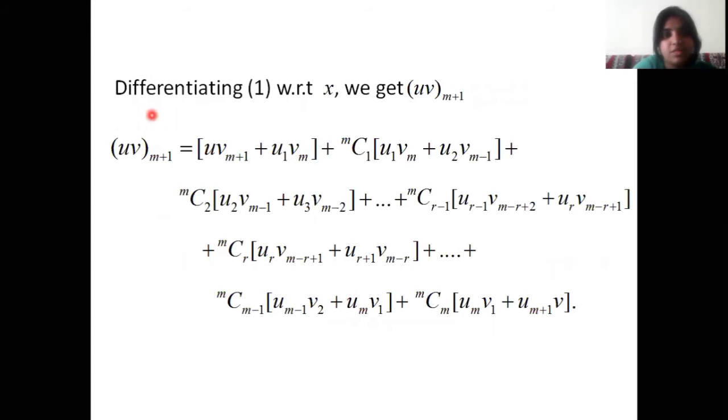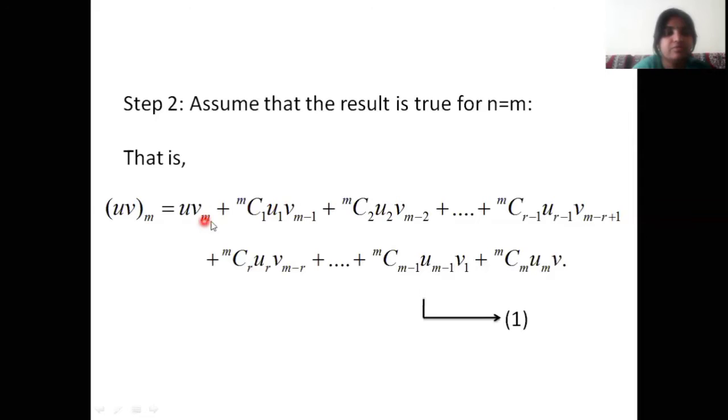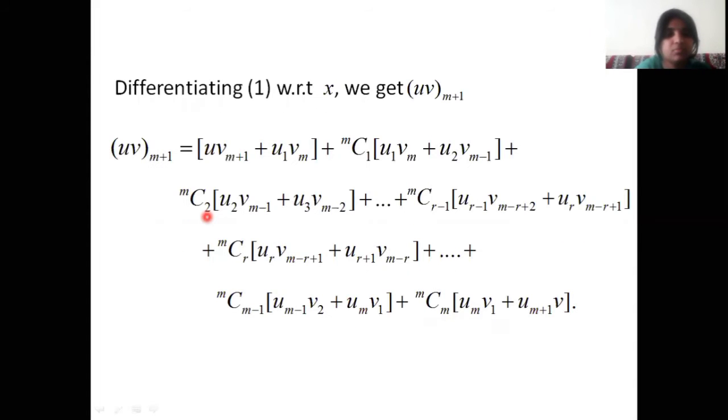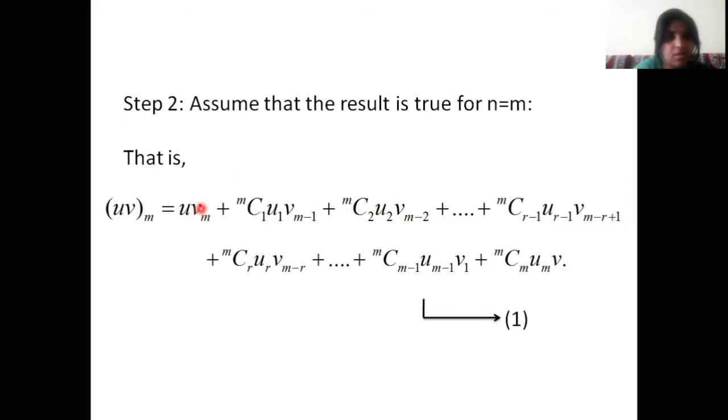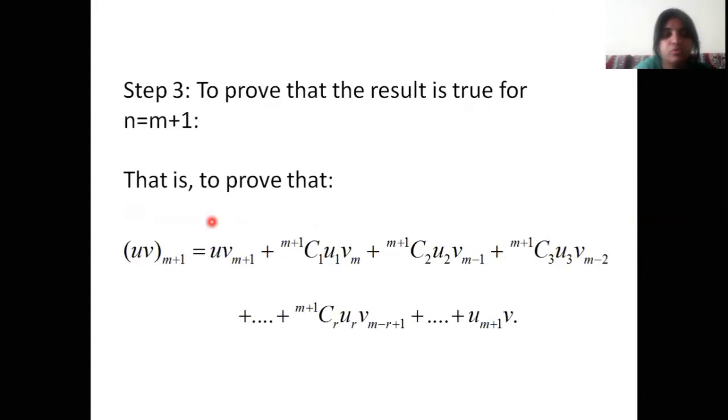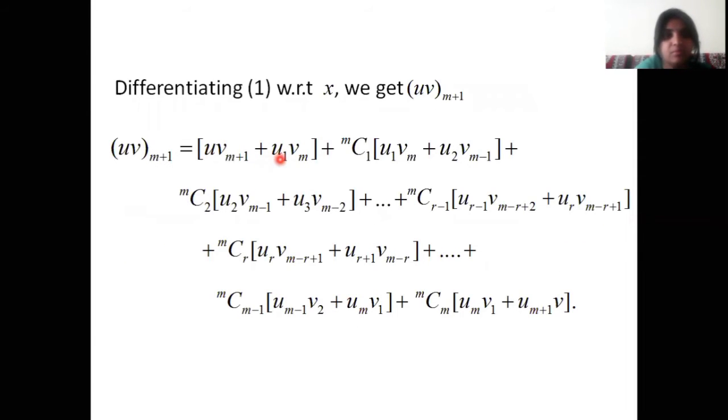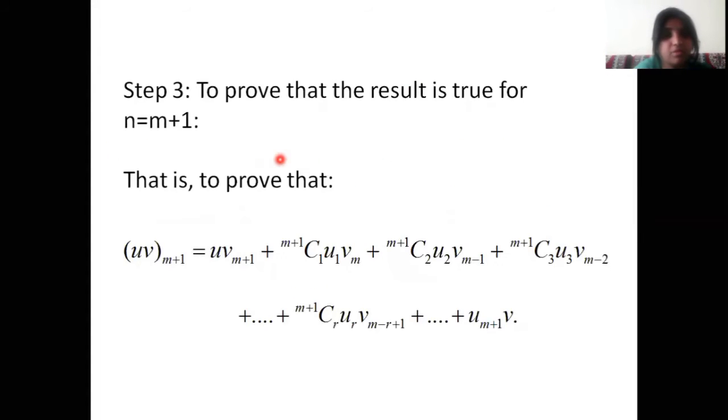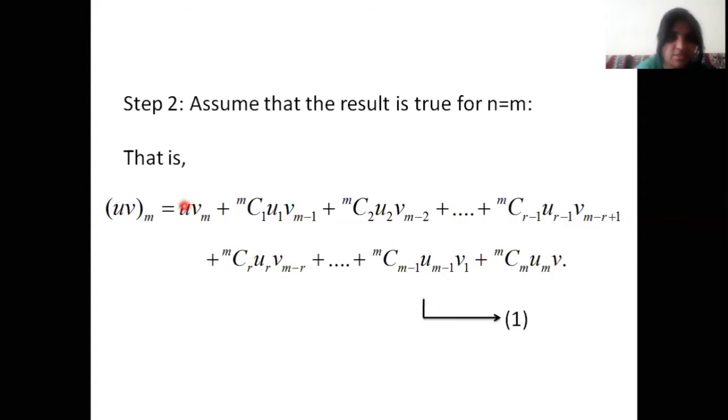Differentiating 1 with respect to x, we get uvm plus 1. Okay, see, I'll just slide this. When you differentiate this using the product rule, you get u v m plus 1 plus, keeping this silent and differentiating this, you will have u1 vm. u1 vm is here. So this is all about the product rule for the first term. This term I have differentiated, that's it.